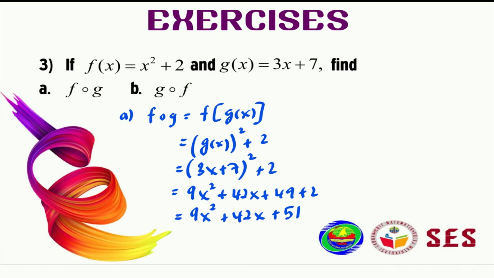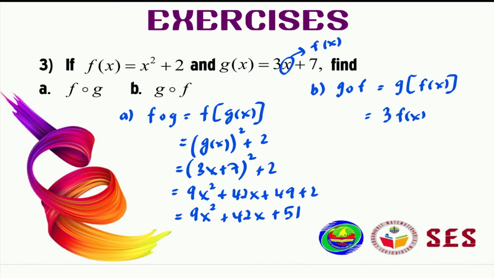Okay, so for question B, what we have now is we need to find g∘f, which can also be written as g composed with f(x), which also means we need to substitute the x of g(x) with our function f(x) here. So this x will be replaced with f(x) here. So it will be 3 times f(x) plus 7. So that f(x) equals x squared plus 2, and don't forget the plus 7.